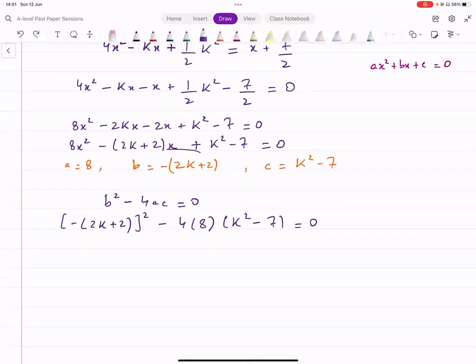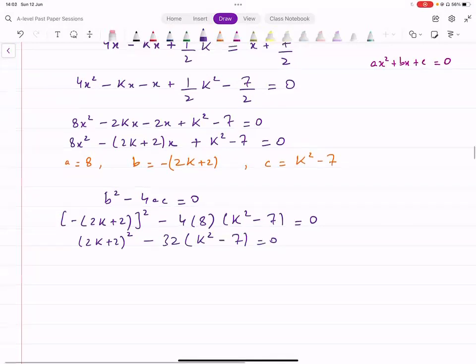Right, so we've just compared it with this form, ax squared plus bx plus c. We've got the values of a, b, and c, and then we're just inputting them in the discriminant and putting that discriminant equal to 0. Let's solve this now. This is a negative sign. If you were to square that, the negative sign is going to become positive, so we don't really care about that. We are just left with 2k plus 2 whole squared. And here we've got 4 into 8, that is 32 into k squared minus 7.